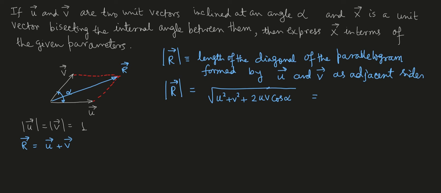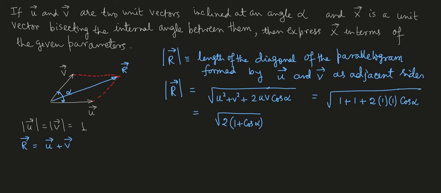Now u and v both are 1. So u square is basically 1, v square is also 1, and 2 times u into v, where u and v represent the magnitudes, so 2 into 1 multiplied by cos alpha. So what we get as the magnitude of r is root over 2 plus 2 cos alpha. So 2 common, 1 plus cos alpha. This 1 plus cos alpha we can write as 2 cos square alpha by 2. So what we get? It will be 2 cos of the half angle, alpha by 2.